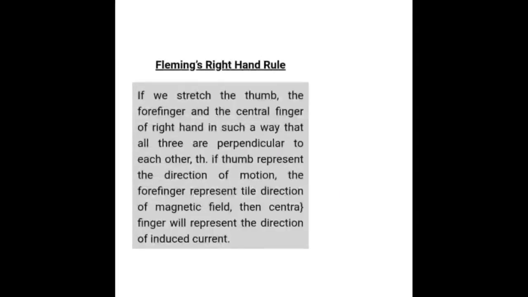Fleming's right hand rule: if we stretch the thumb, the forefinger and the central finger of the right hand in such a way that the three are perpendicular to each other, the thumb represents the direction of motion, the forefinger represents the magnetic field direction, and the central finger will represent the induced current.